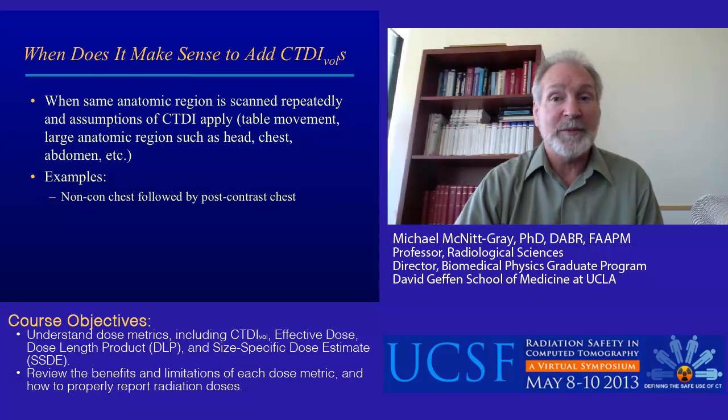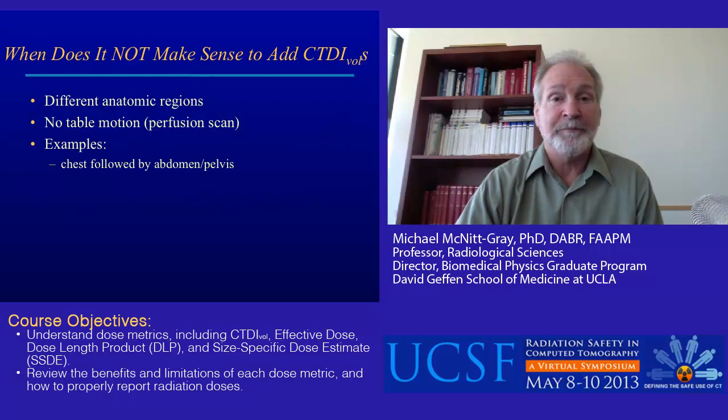When does it make sense to add CTDI of Alls? When the same anatomic region is scanned repeatedly and the assumptions of CTDI apply. That is, there is table movement, you're scanning through an anatomic region, such as a head or a chest or an abdomen. An example would be a non-contrast chest followed by a post-contrast chest. That would be a time when it would be appropriate to add the CTDI of Alls.